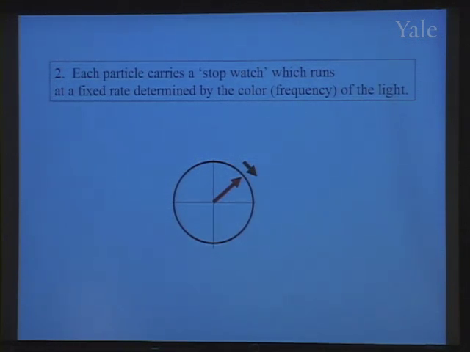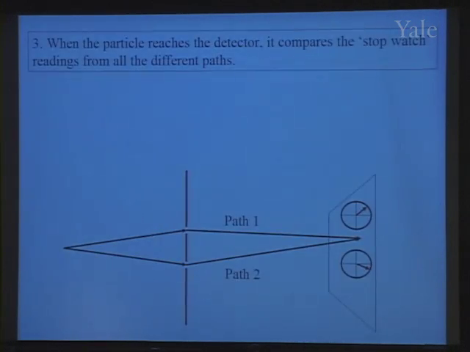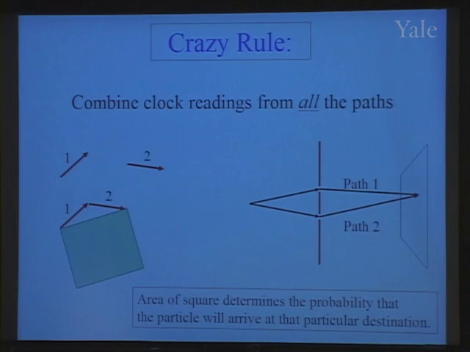Okay, so each particle carries a clock that runs at some rate which is determined by the color or the frequency of the light. And here's the really strange rule. It says you should pretend the particle took this path, see how long it took by what time the clock says when it gets to the detector, and then pretend that it took this path also and see what time that clock reads when it hits the detector. Maybe this path is longer than that path, so the clock readings are not the same because it takes longer to reach the screen. And then there's a rule for combining these clock readings to calculate the probability that the particle actually landed there.